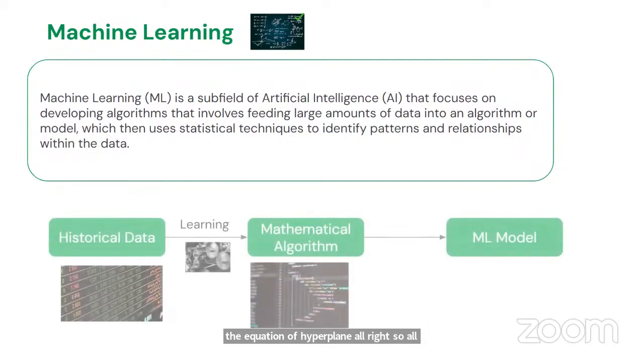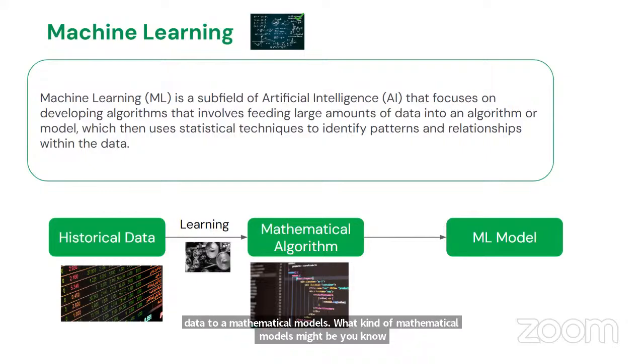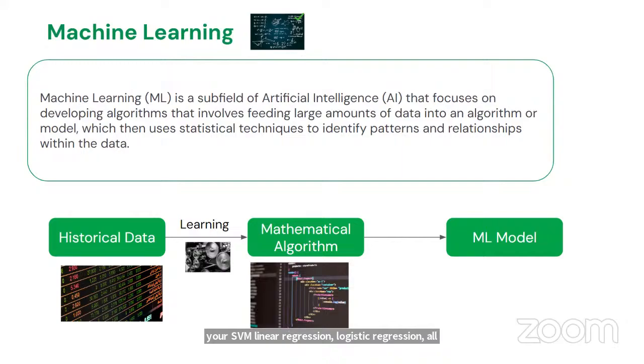So machine learning is all about having historical data and feeding the data to mathematical models. What kind of mathematical models? It might be SVM, linear regression, logistic regression, all these kinds of mathematical models. And what is the task in machine learning? What do we want to ultimately do in machine learning? What is the main task?